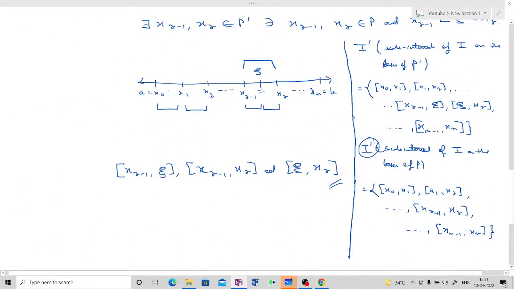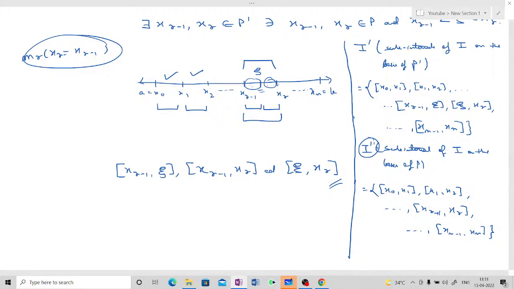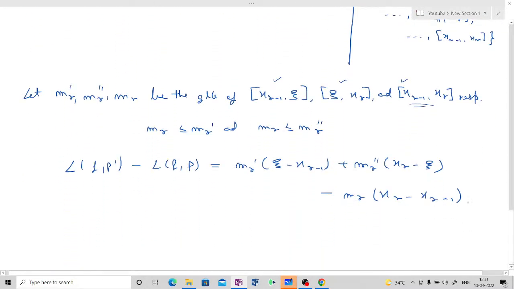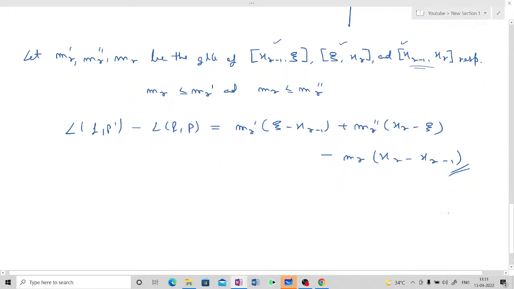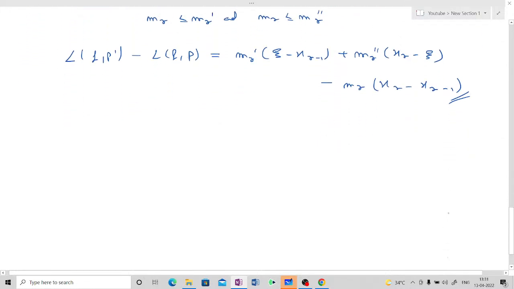in case of the refinement partition, the value mr times xr minus xr minus 1 will be equal for both the partitions p and p prime for all these subintervals except this subinterval and the whole subinterval, right? Because in these two cases the lengths and the GLBs are different, but for every other subinterval the GLBs are identical as well as the lengths of the subintervals are identical. Clear? So this is the value which eventually remains when we subtract LFP from LFP dash. Clear?